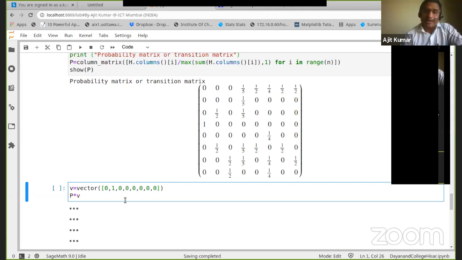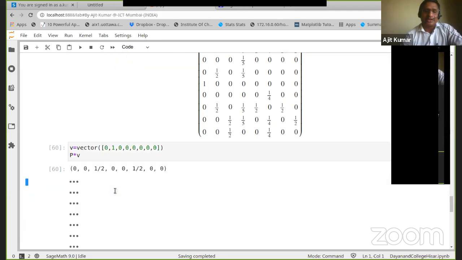Okay, so if I click once, what is the probability of you being in various websites? That you can find out by just multiplying this probability matrix by this vector 0 1 0 0 0. And let me see, it says that on the third website you have a probability of half, on fourth, fifth, sixth you have half, remaining 0. That is one click, right?